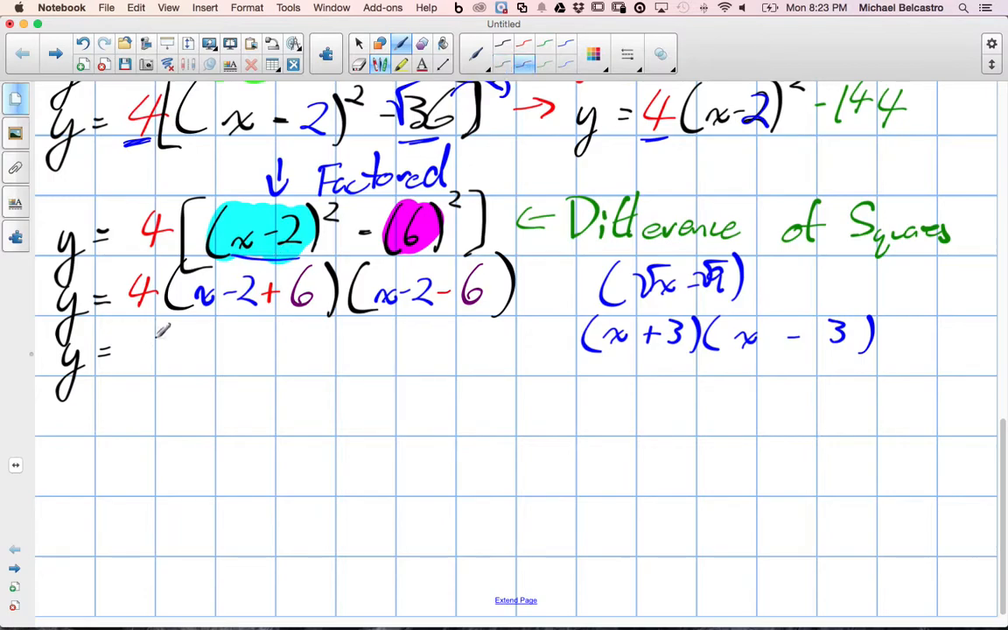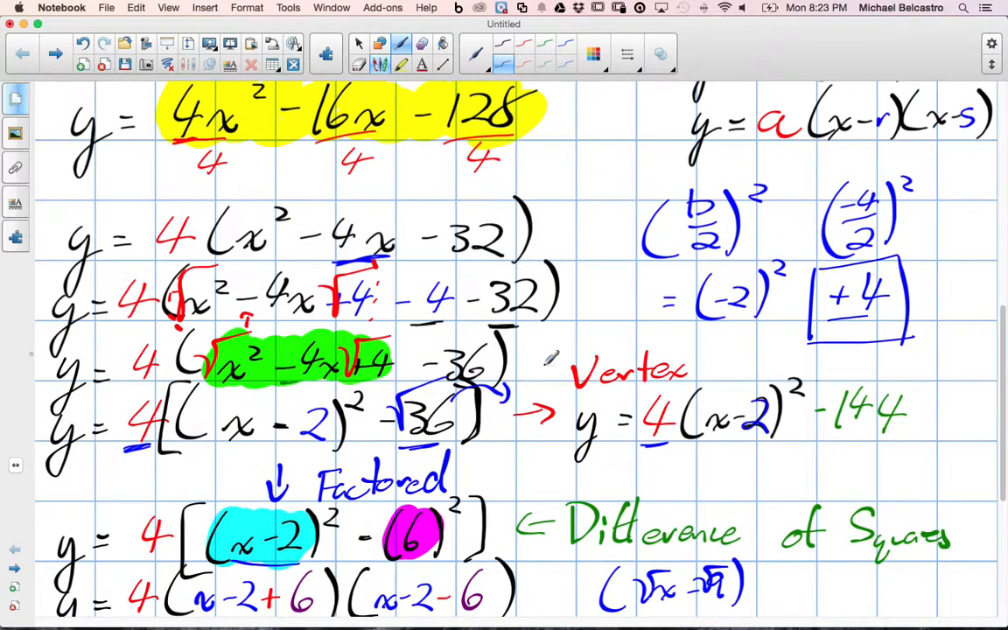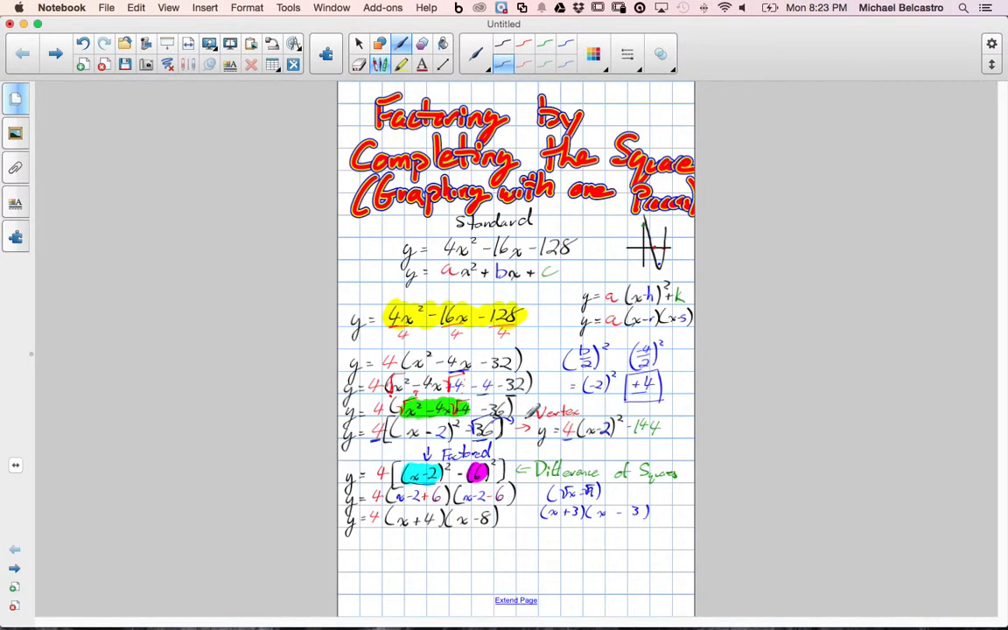So we have 4. Negative 2 plus 6 gives us x plus 4. And over here, negative 2 minus 6 is x minus 8. And there's our factored form. So in this one process, we've built 3 forms very quickly. We have our standard form, and this is our y-intercept, negative 128. We have our vertex form at 2 and negative 144. And we have our factored form, which gives us x-intercepts at negative 4 and positive 8.